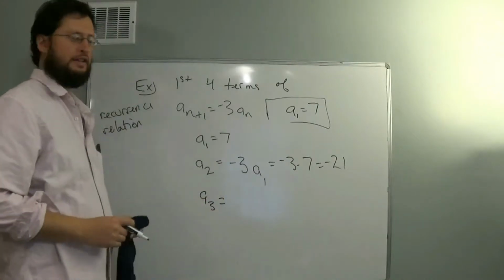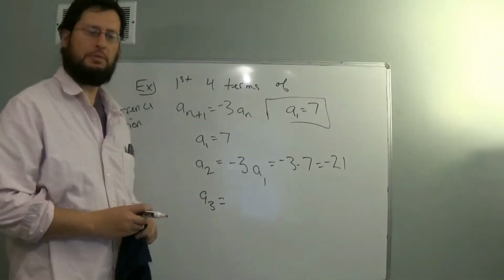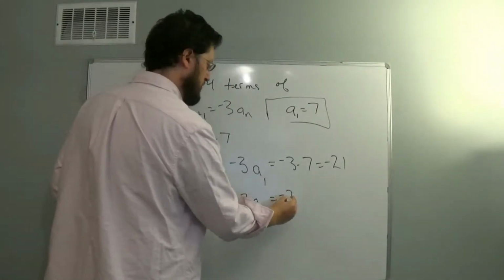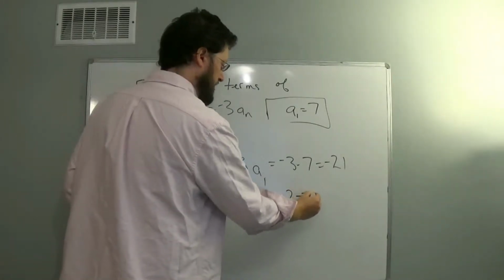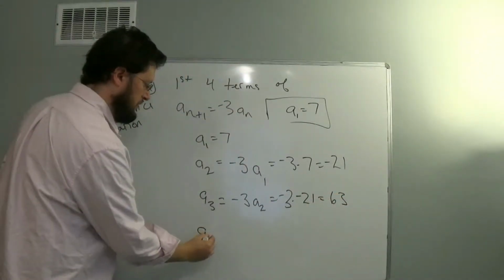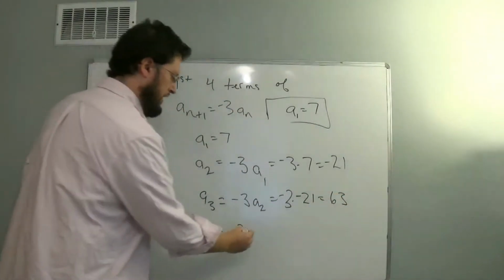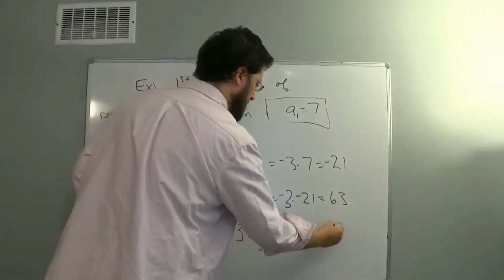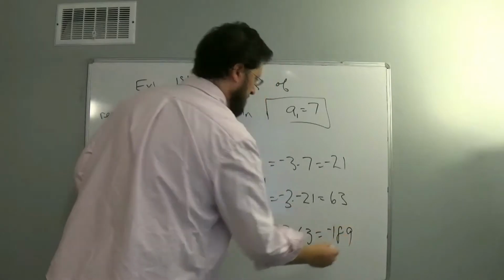And from here on out, it's just as simple. Each time we're going to simply multiply by negative 3. This will be negative 3A2, which is negative 3 times negative 21, which is positive 63. And A4 will be negative 3A3, which is negative 3 times 63, which is negative 189.